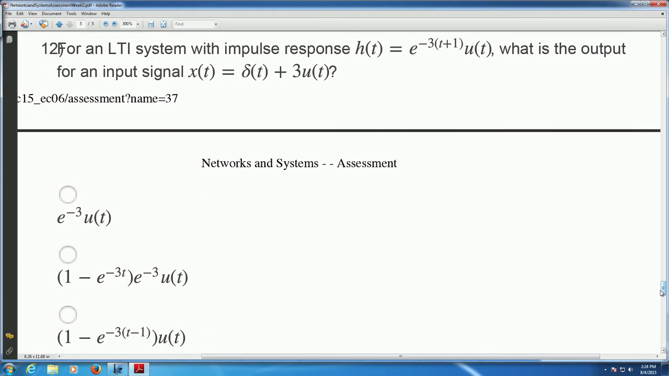is actually here. Okay. So, once again this is, like I said, a bread and butter question in LTI systems. An LTI system with impulse response h of t is e power minus 3 t plus 1 u of t is given. What is the output for an input signal x of t is delta of t plus 3 times u of t? So, it is a straightforward convolution. So, let us do that.